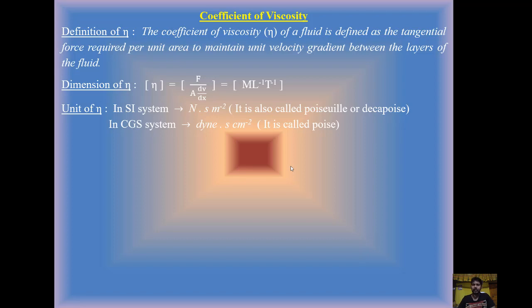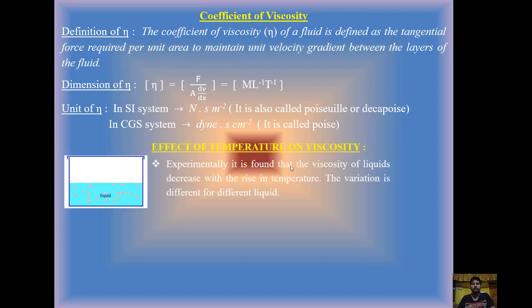So the definition is eta equal to F by A into dv/dx. The dimension of eta, if we put the dimensions of force, area and velocity gradient, comes out as M L inverse T to the power minus 1. So what is the unit of eta? You can clearly see that eta equals Newton second per meter square. It is also called Poiseuille or decapoise. In the CGS system, it is defined as dyne second per centimeter square, and it is called poise.